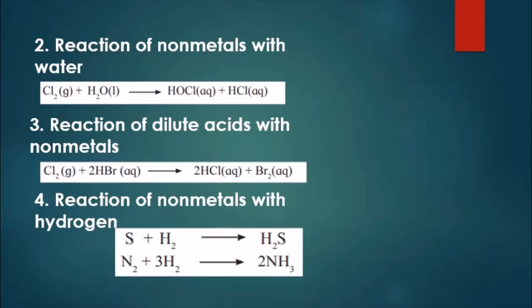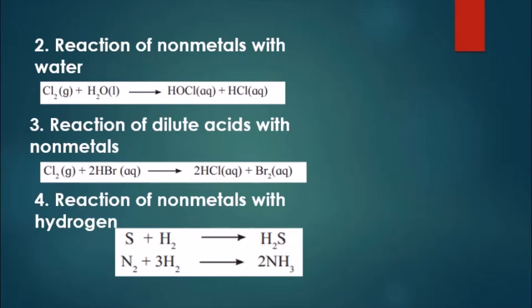Next is the reaction of dilute acid with nonmetals. Nonmetals do not react with dilute acid; only the halogens react with dilute acid. Again, we are taking chlorine. Chlorine reacts with hydrobromic acid, and here you can see the reaction. We can see that hydrogen chloride is formed and bromine is formed.